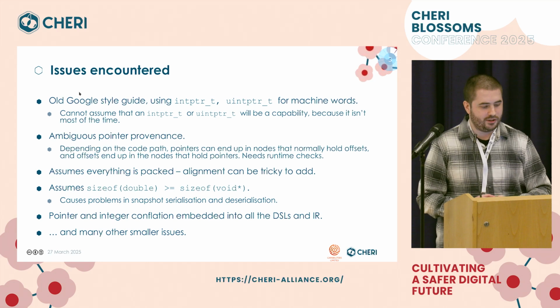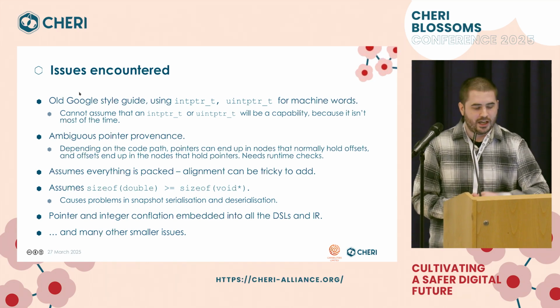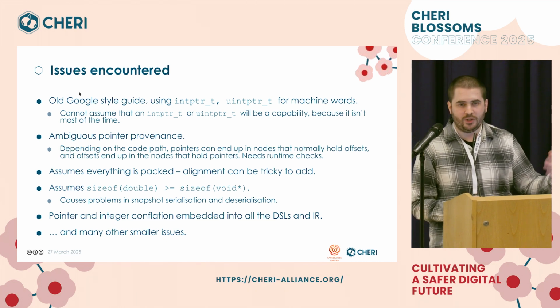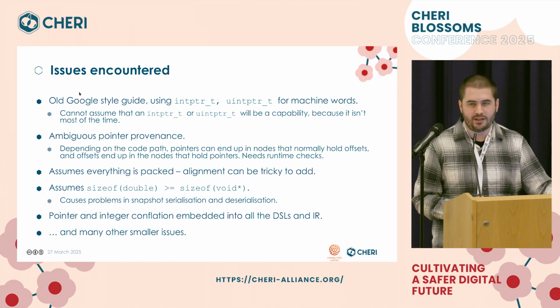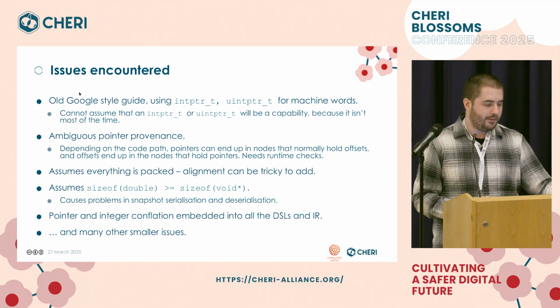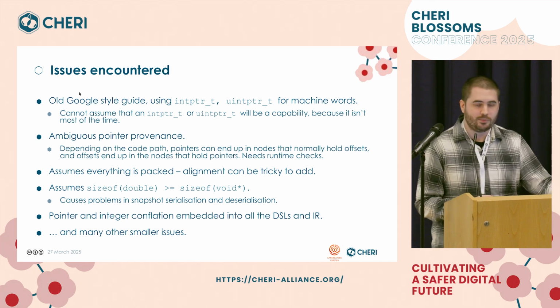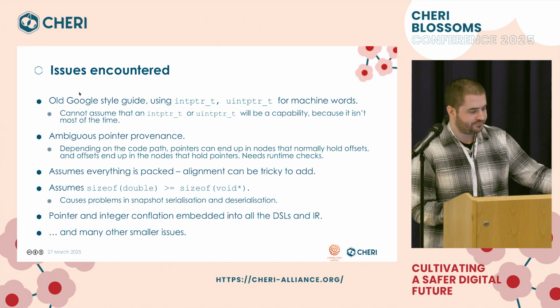So the issues we encountered during porting: they used an old Google style guide where intptr_t and uintptr_t are kind of like a machine word. So we cannot really assume that something that is marked as an intptr_t or uintptr_t will actually be a capability. And most of the time it is in fact not. It has ambiguous pointer provenance, so depending on the code path and the type, you might end up with your object field containing an offset and your offset field containing the actual object pointer. So this needs to be resolved.